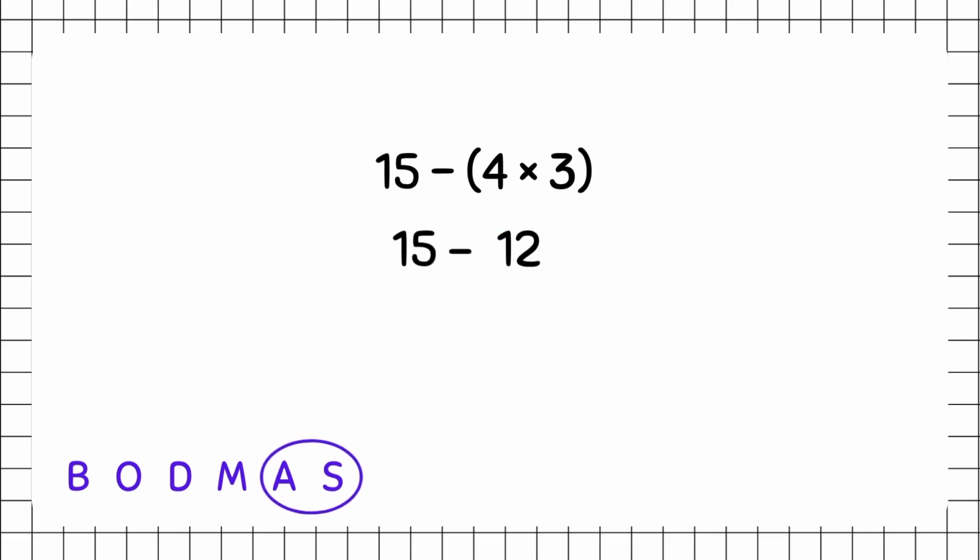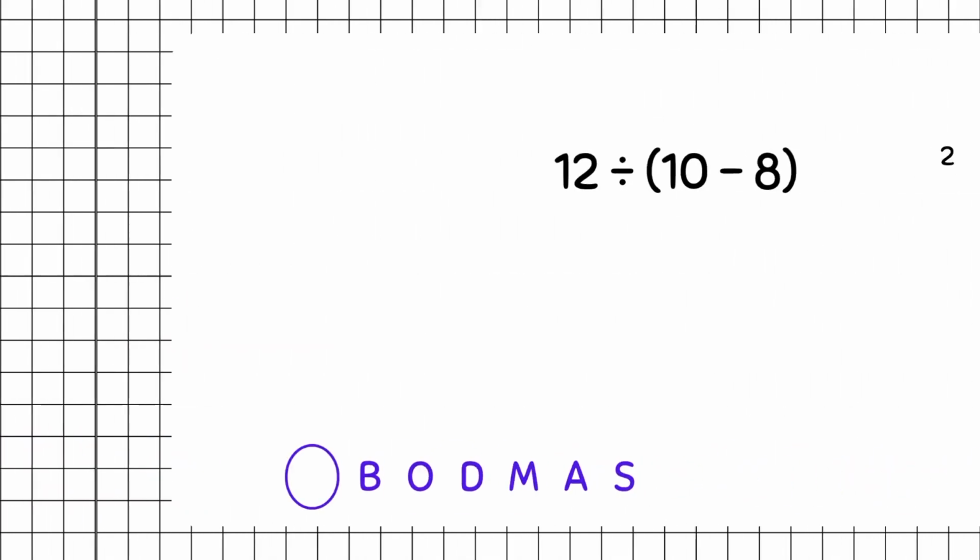Now we have 15 minus 12. This question doesn't include any order or division and multiplication, so we skip straight through to addition and subtraction. 15 minus 12 equals 3, so we write the 3 underneath and we're done.